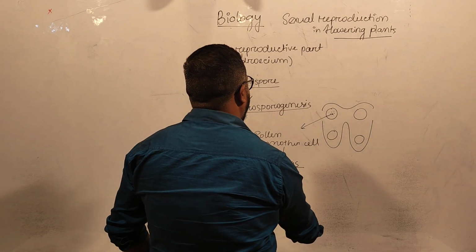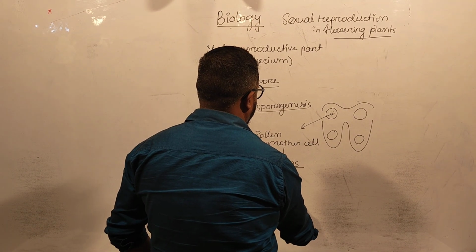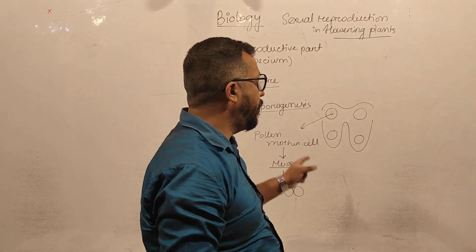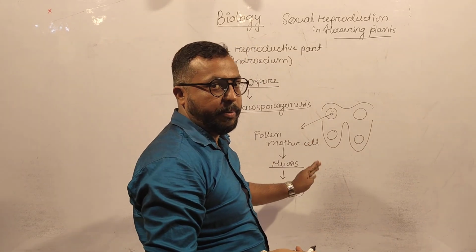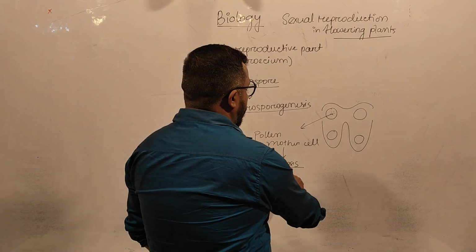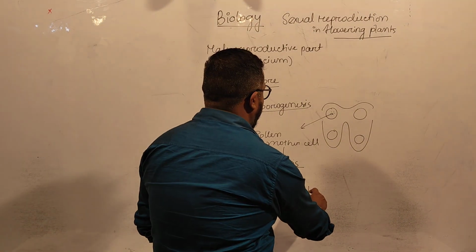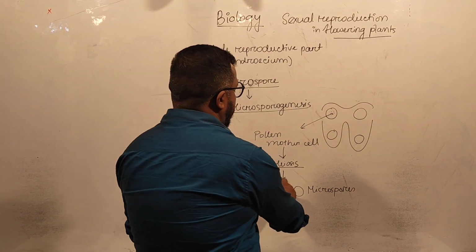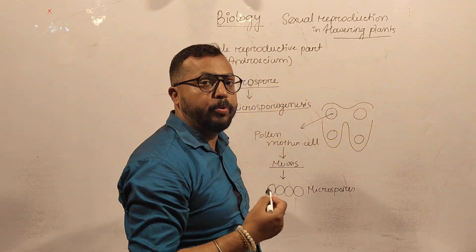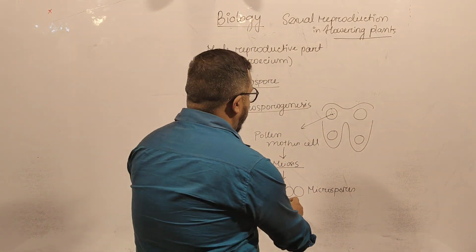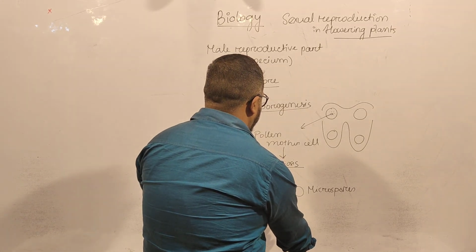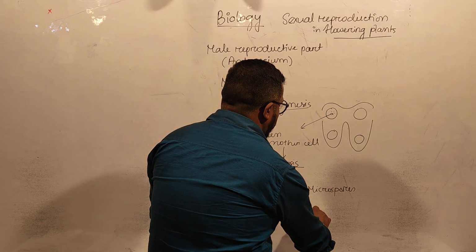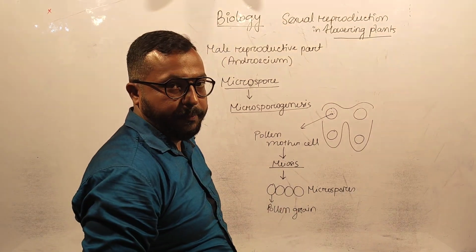It will produce 4 cells in total. As we all know, the meiosis process always results in the production of 4 daughter cells. In the same way here also there are 4 daughter cells. These daughter cells are called microspores. Now these microspores will eventually dehydrate, lose water, and become powdery, and each of them will form a pollen grain. Each microspore is ultimately going to produce a pollen grain. So this is the pollen grain.